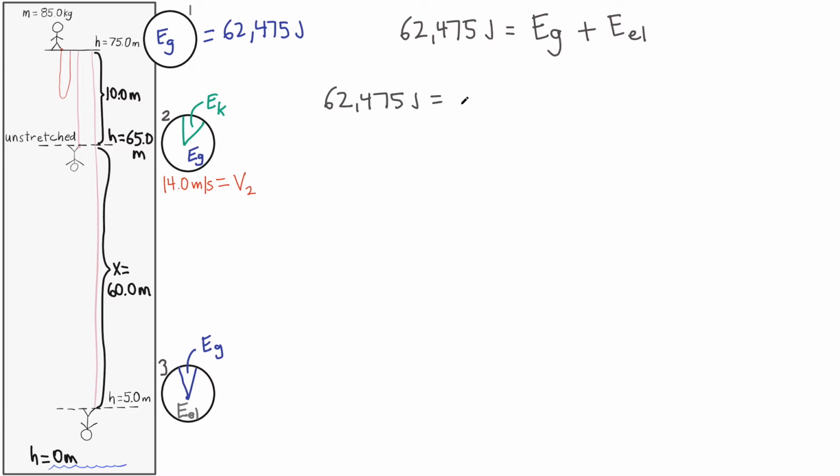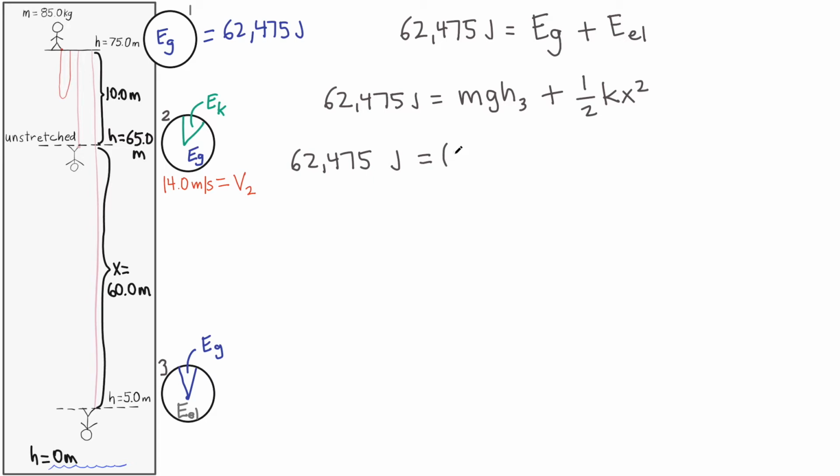The formula for gravitational potential energy is mgh, and this would now be at height 3, 5 meters above the ground. The formula for elastic potential energy is 1/2 k x squared. K is the spring constant, and x is the amount of stretch or compression in our spring. This is a bungee cord, so it can only be stretched. So we're looking for the amount of stretch at position 3. Let's start plugging in some numbers.